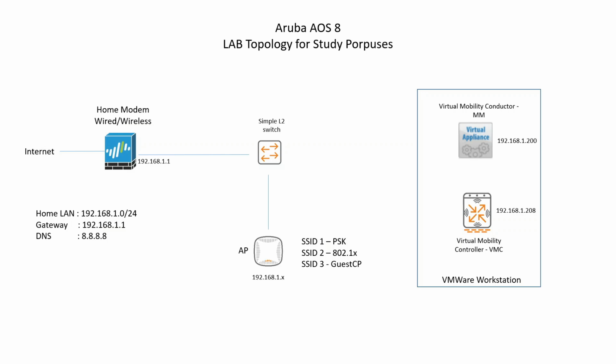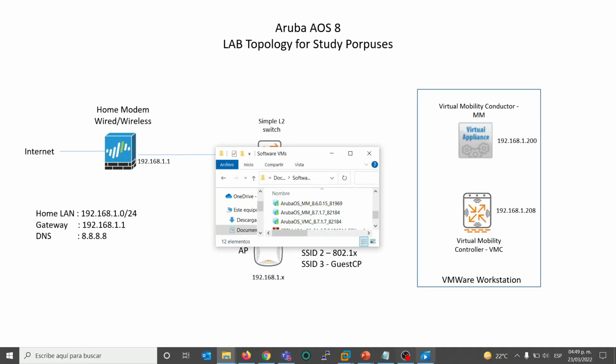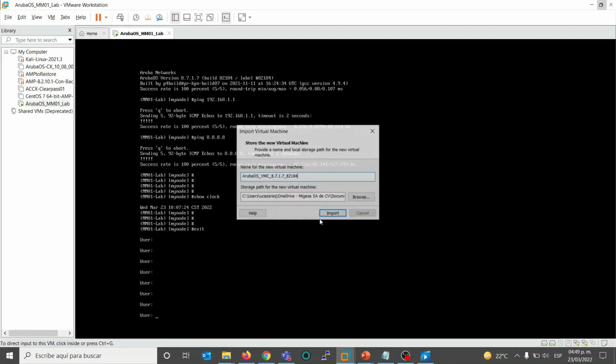We are continuing the series for setting up a lab for study purposes in Aruba, USA. This time we're going to install and link the virtual mobility controller to the mobility conductor. So we're going to start with installing the VMC. We have the OVA file here, which we're going to double click.